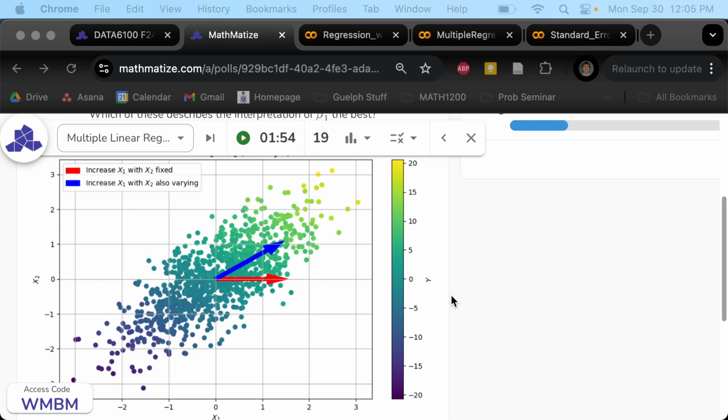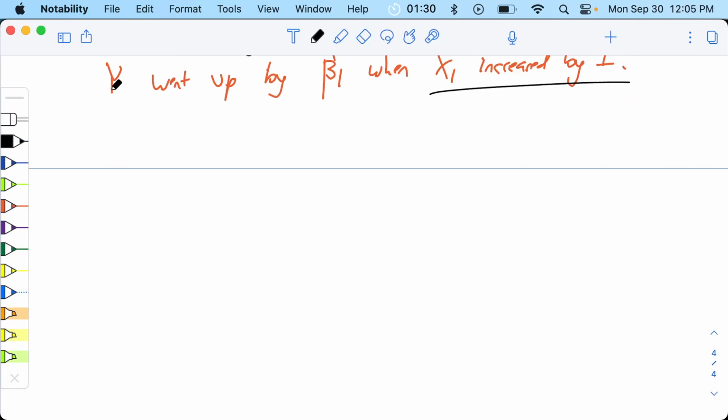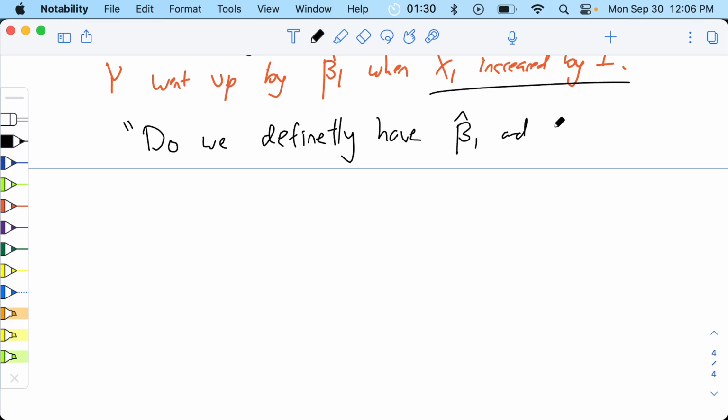This is great. Let me write down part of what you said, because I think this is the crux of it. You said, "Do we definitely have beta hat 1 and beta hat 2?" I think this is the most important part of what you just said. What do you mean by this?